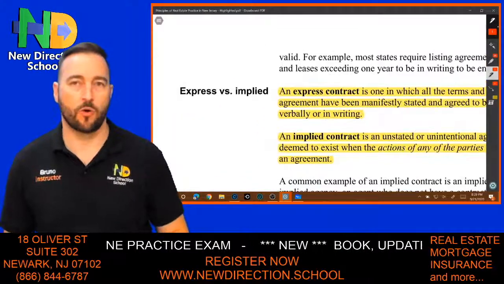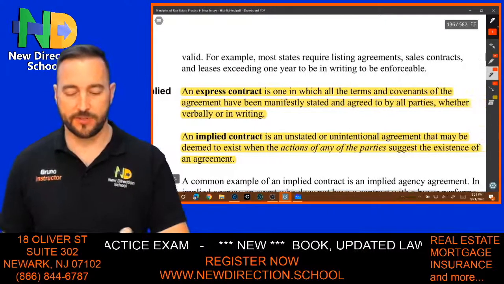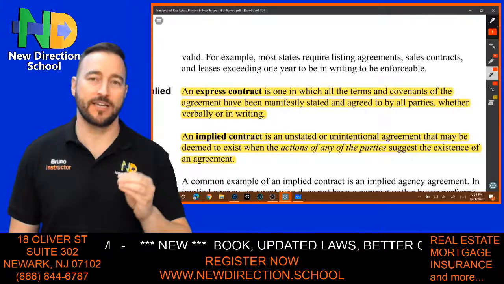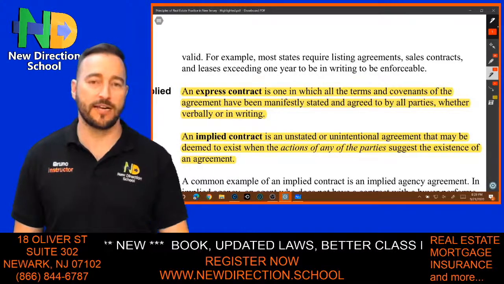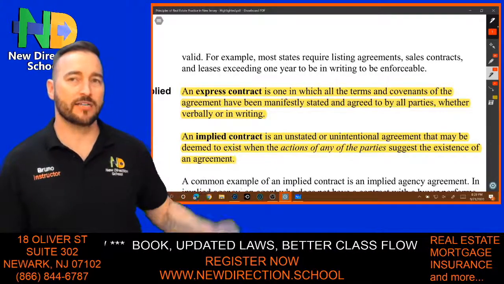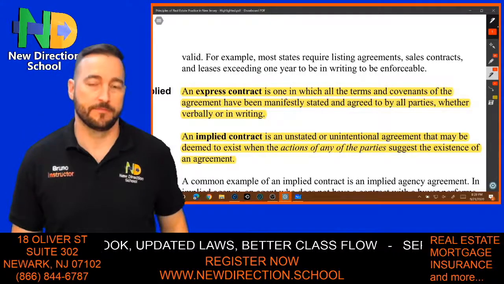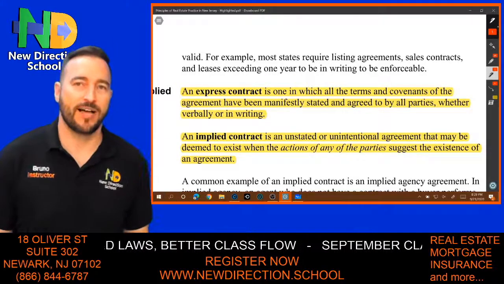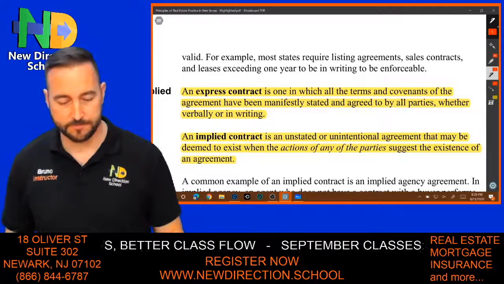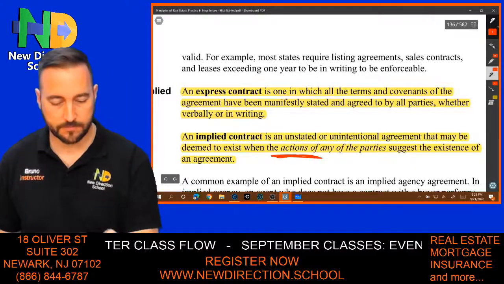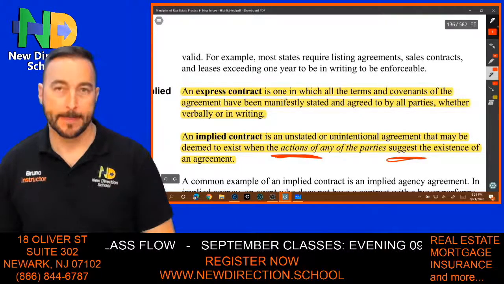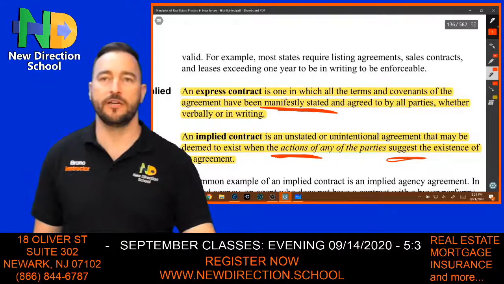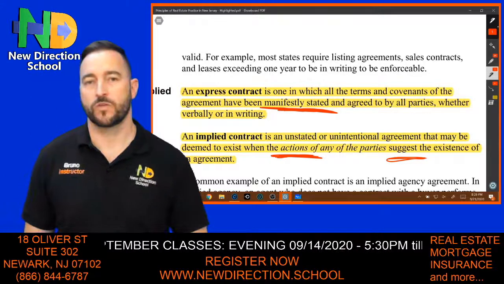There's expressed or implied. What is the difference between expressed and implied? Well, in an expressed contract, I'm telling you what we're going to do, or I'm putting in writing what we're going to do. An implied contract is what we expect each other to do. Okay, so it's based on suggestions of an agreement. So implied contracts are based on actions and suggestions. Okay? Express contract, we manifestly stated and agreed to the terms. Okay?